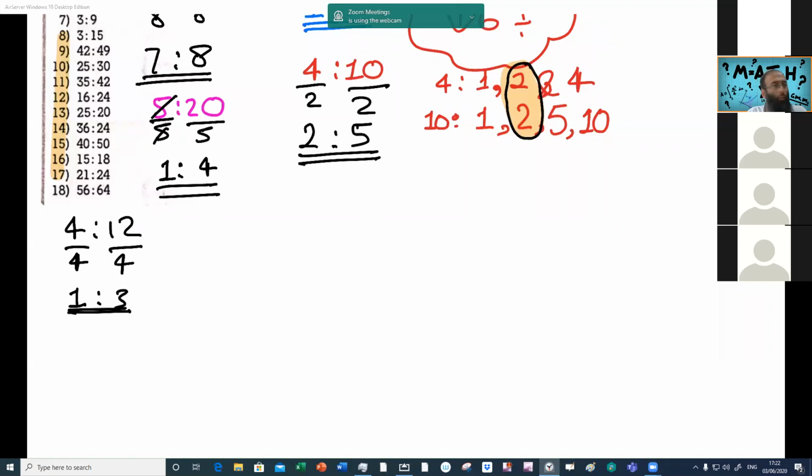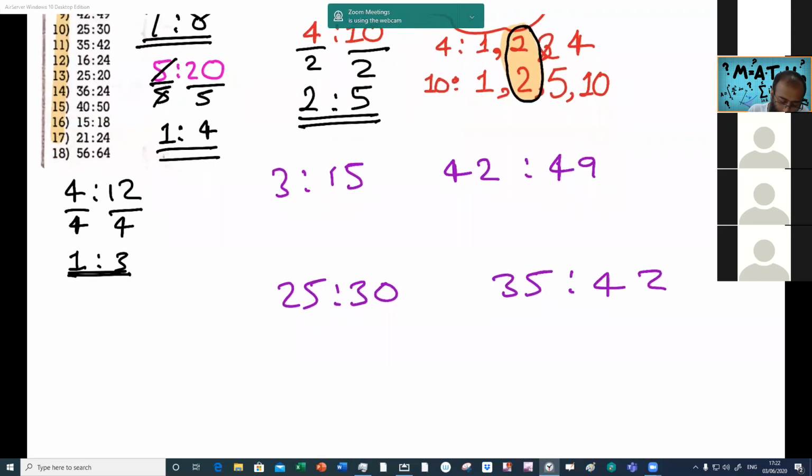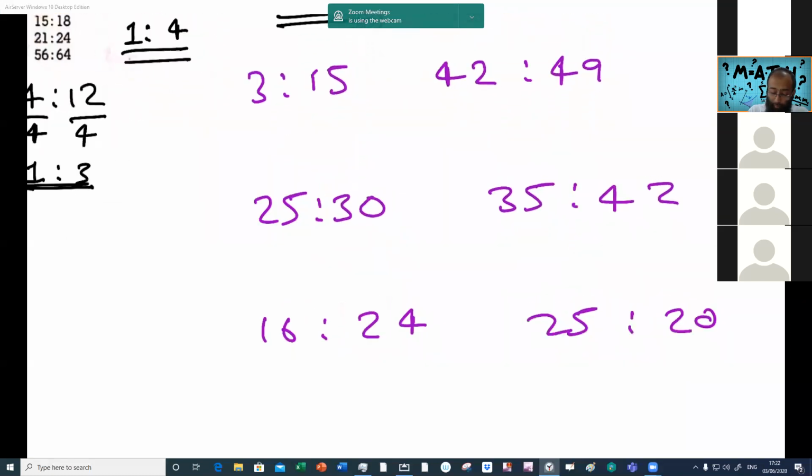Okay, lovely. Right, so let's quickly go through those questions nice and quickly. So we got here now 3 ratio 15, 42 ratio 49. Let's do a few of them. We got 25 ratio 30, 35 ratio 42. We got 16 ratio 24. We got 25 ratio 20. Okay, let's look at those 6 for the meantime.